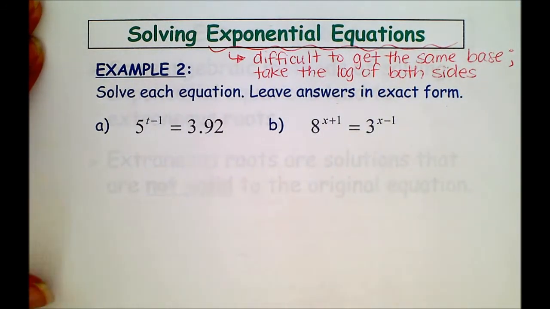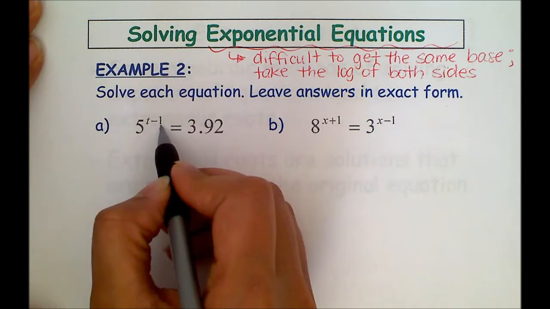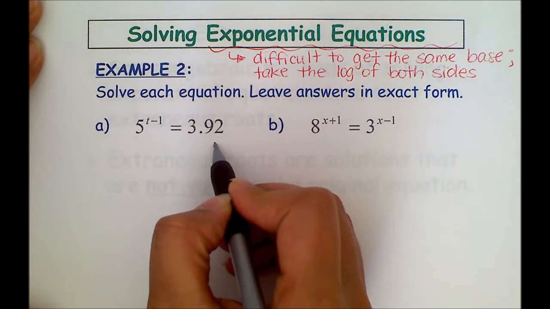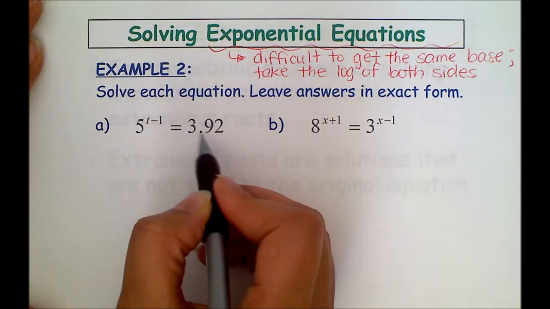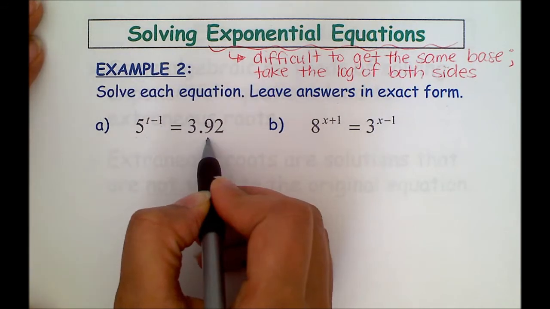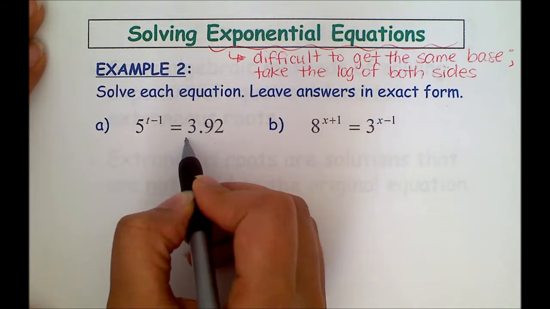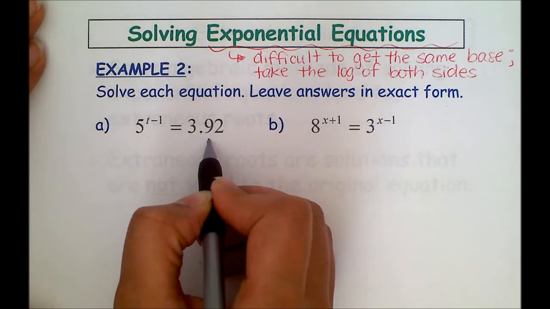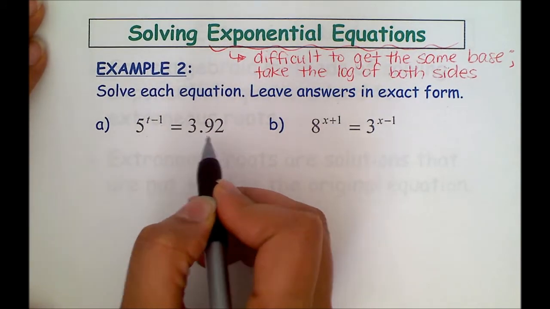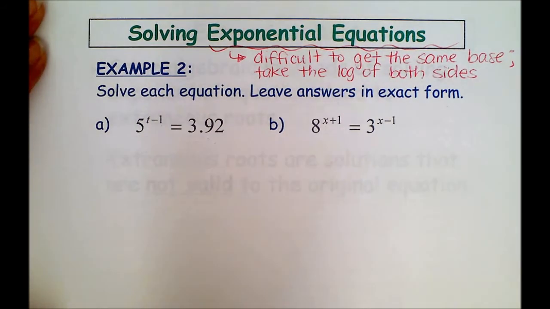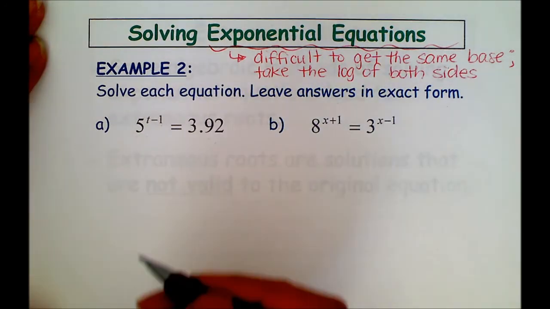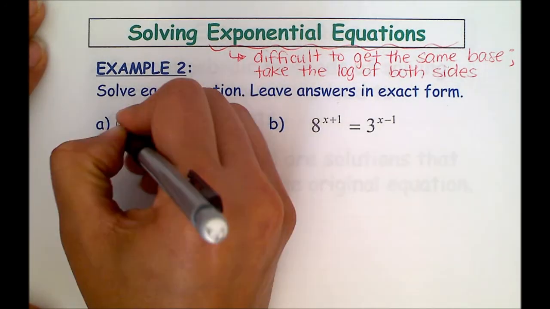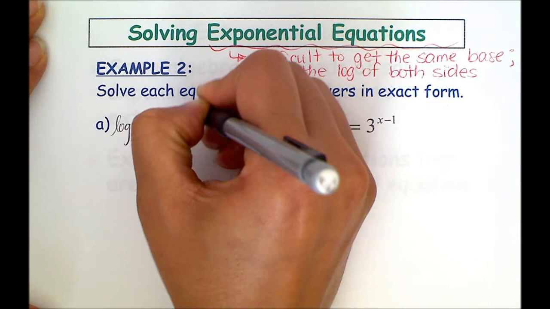Okay, so in this case, I have 5 to exponent t minus 1 equals 3.92. But what you'll notice is that I have a single term on either side of the equation, and that it's very difficult for me to either change 5 so I have a base of 3.92 or change 3.92 so that I have a base of 5. So instead what I'm going to do is take the common logarithm of both sides. So I'll take the logarithm of the left side and I'll take the logarithm of the right side as well.